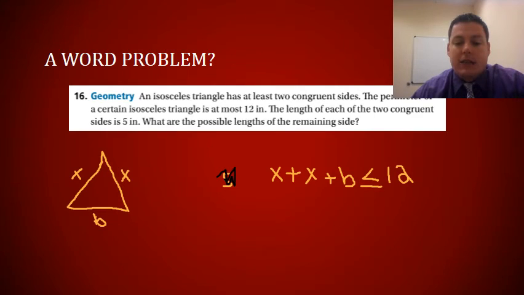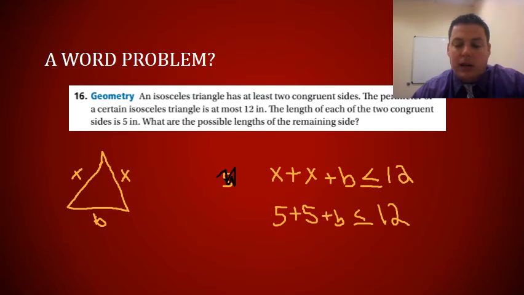And then it says the length of each of the 2 congruent sides is 5. Well, now it tells us the length of both of those sides. So now we have 5 plus 5 plus this bottom side is less than or equal to 12.